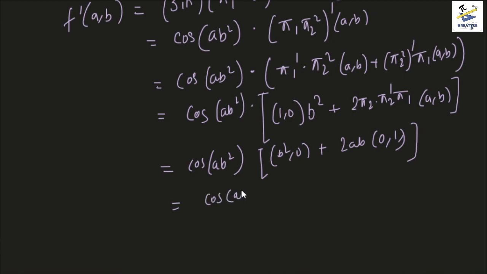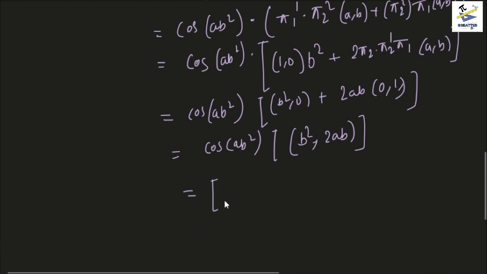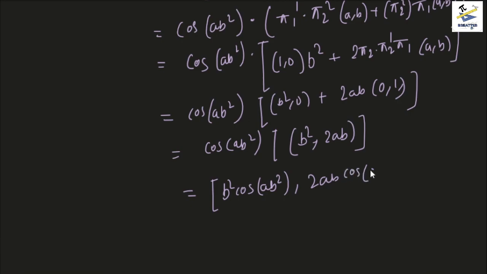So this becomes cosine of a b squared, and same-dimensional vectors add up, so we have b squared comma 2ab, and if you multiply in the cosine part, you get the answer: b squared cosine of a b squared comma 2ab cosine a b squared, which is the answer.